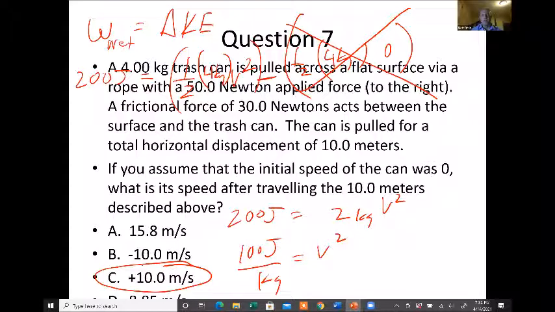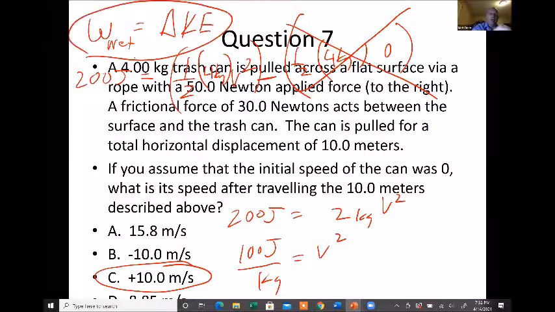So that net work causes the object to speed up and acquire a velocity of 10 meters per second by the end of the problem. Really big idea in this unit is that net work causes changes to the kinetic energy of an object. Big, big idea.